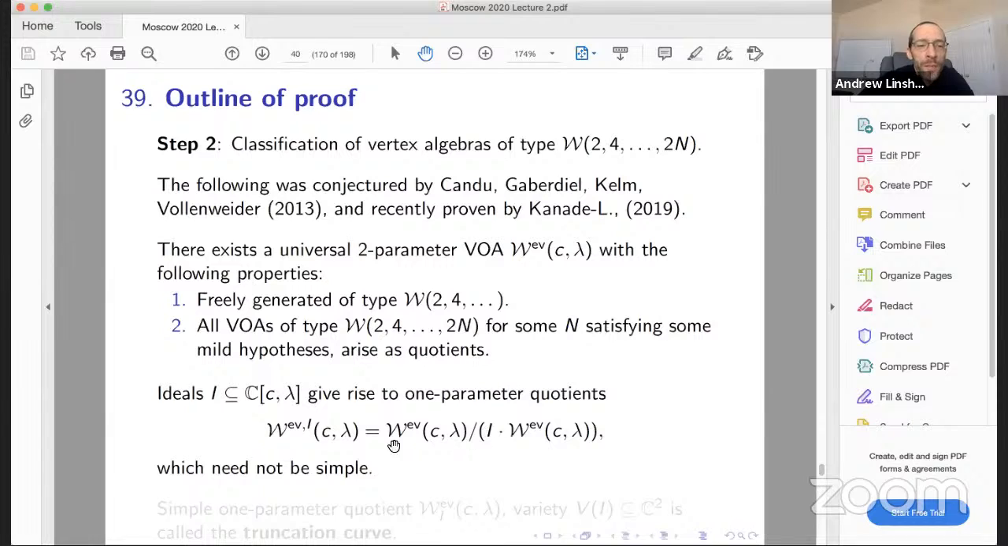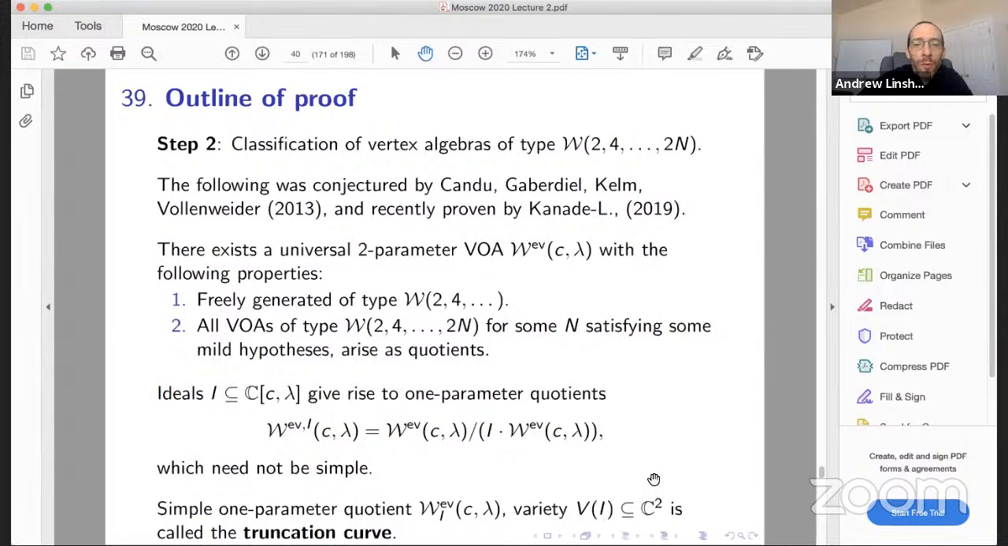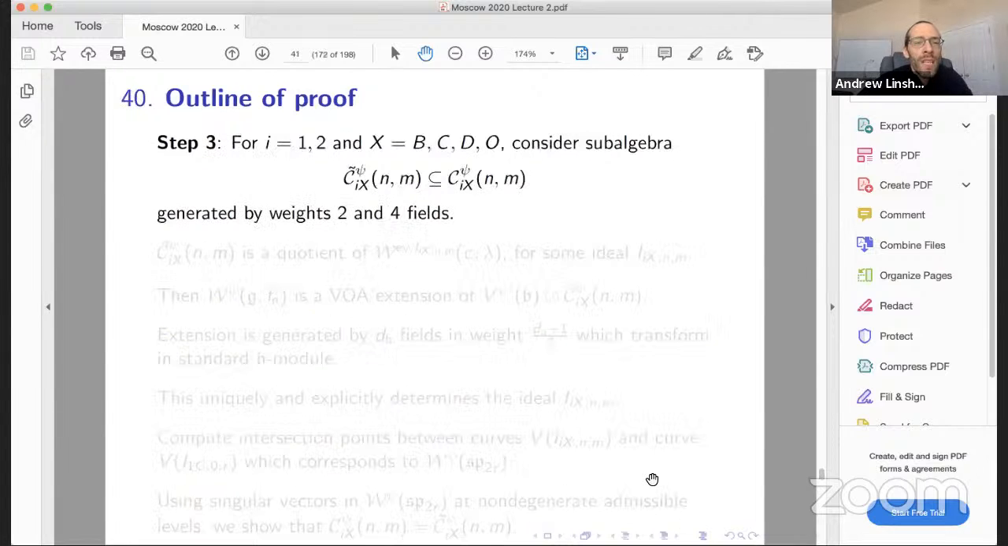And again, the quotients come from ideals in the ring. So there are certain ideals where when I take the VOA ideal generated by some ideal I in the ring, this is no longer simple, and then I can take simple quotients. There's a corresponding variety, V(I), which I'll call the truncation curve, just like before. There's a certain discrete family of such ideals where these things truncate. And so the main difficulty is that we have to show that all these affine cosets, the C^{IX}, arise as quotients of this W-infinity algebra and explicitly compute the ideals.